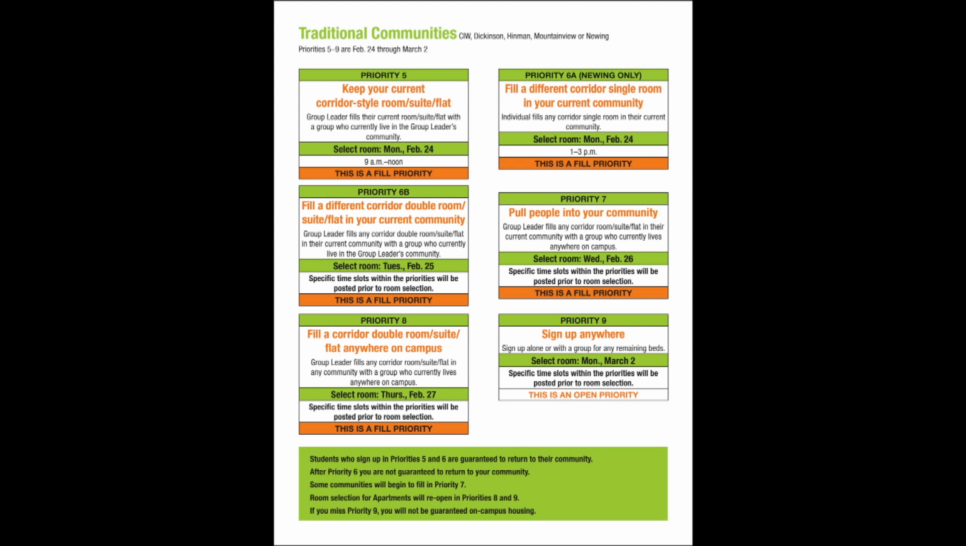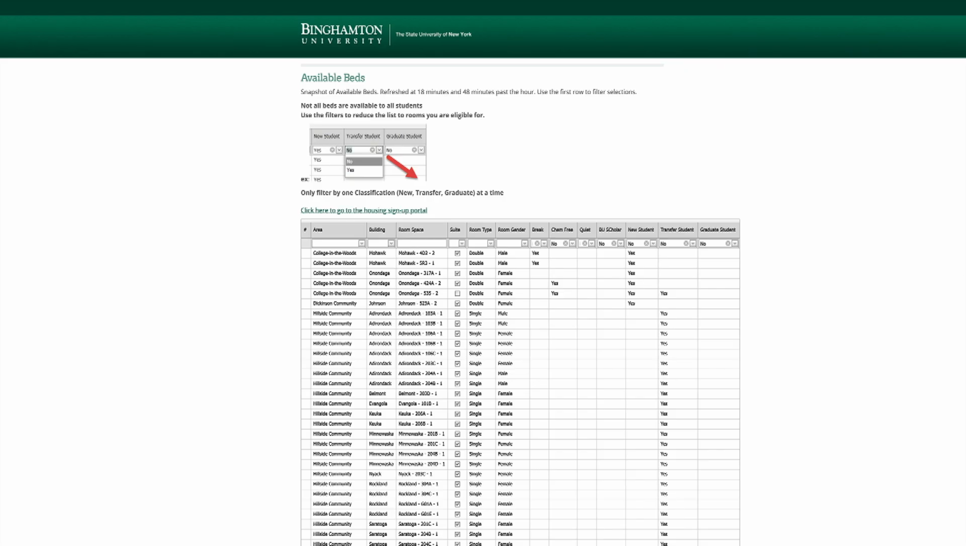Once you familiarize yourself with the different priority rules, you'll also want to jump over and take a look at our available beds link, also typically available on our housing information page. Once finalized, the available beds link will be posted on the housing webpage after room selection begins. Our available beds link will give you a preview of the rooms that are currently available. This is updated twice an hour at 18 minutes and 48 minutes past the hour. It's a good preview of what's available, but is not a live view.